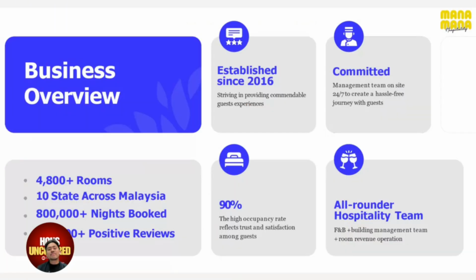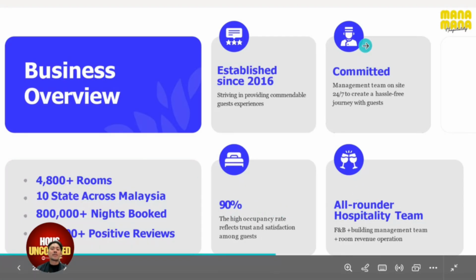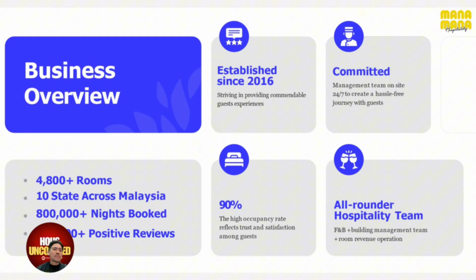So a bit on Mana, because why we need to know this is because they are managing the tower axis. So if you're buying axis, right, they'll be the one who manages it for you. And they have been established since 2016, which I find that for an Airbnb operator to survive for almost 10 years shows that Airbnb is on an upward trend in Malaysia, especially. But of course, as the market is developing, Mana also diversifies themselves into different products. That's why you can see they have a lot of rooms and in a lot of states too.